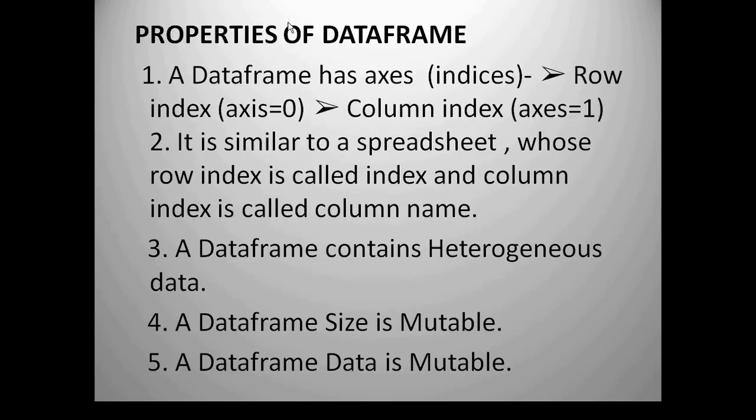First of all, a data frame has axis. Axis, that means rows and columns. For row it is axis 0 and for column it is axis 1. It is similar to a spreadsheet. That means you can assume it as a spreadsheet whose row index is called index and column index is called column name. I'll show you the spreadsheet also so that you can understand the similarity between the data frame and the spreadsheet.